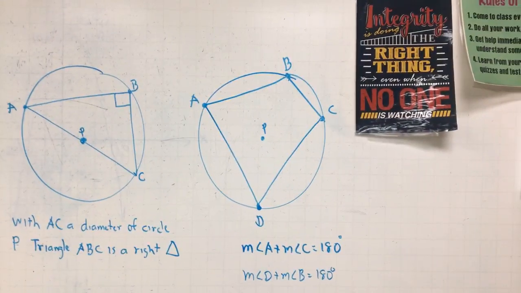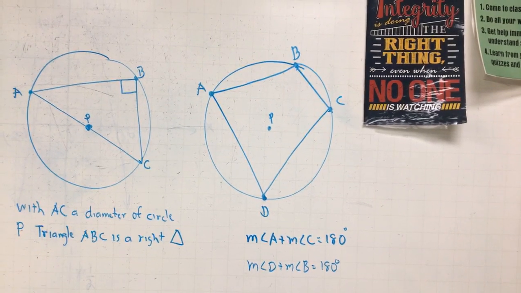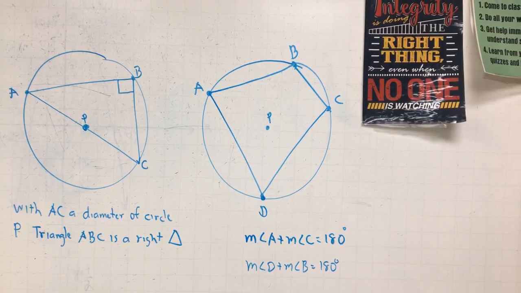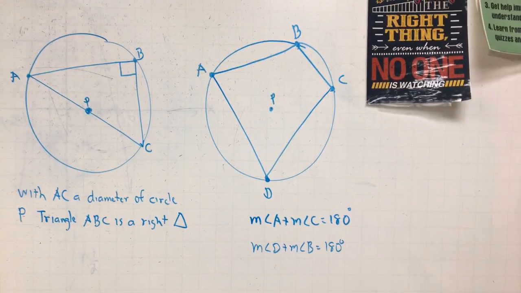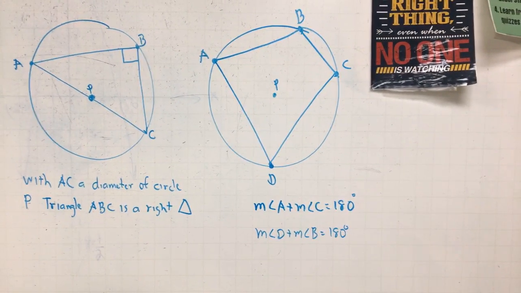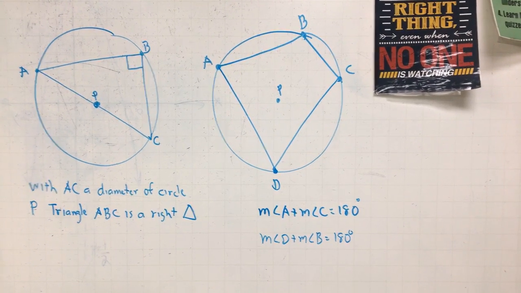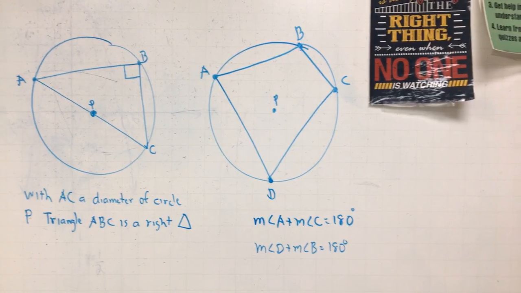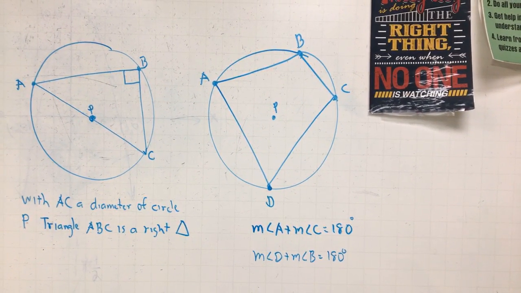All right, now a quadrilateral. Once again, all these points, A, B, C, and D, are all on circle P. If you inscribe a quadrilateral within a circle, then the opposite angles are supplementary. In other words, the measure of angle A plus the measure of angle C is equal to 180 degrees, and the measure of angle D plus the measure of B is 180 degrees, okay? So for an inscribed quadrilateral, the vertices must be on the circle. Then the opposite angles are supplementary.